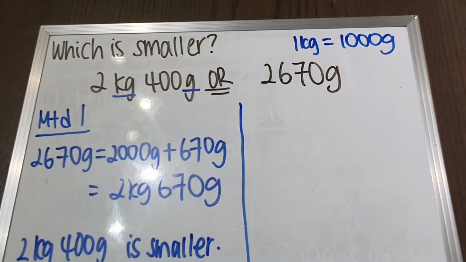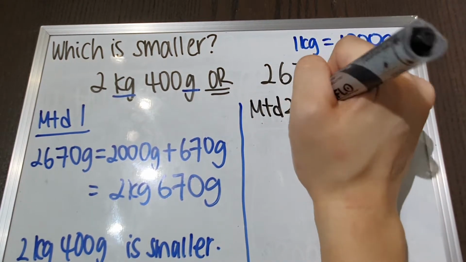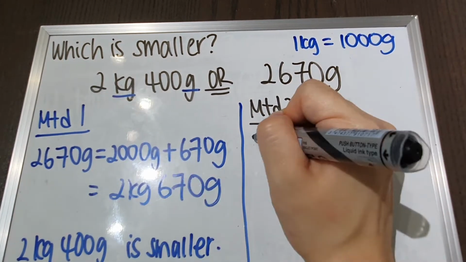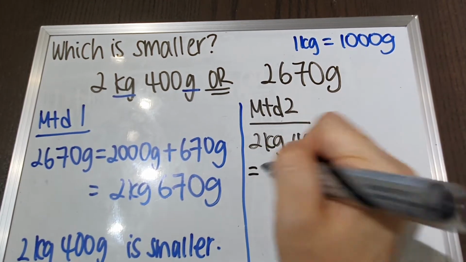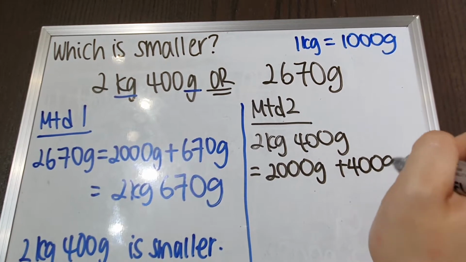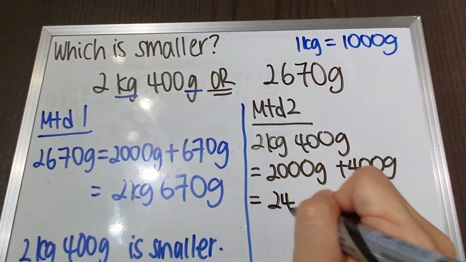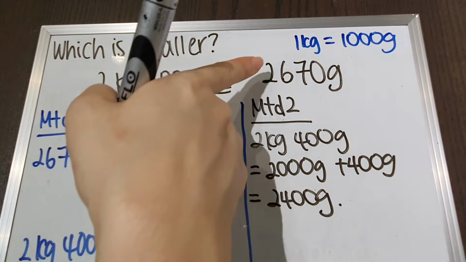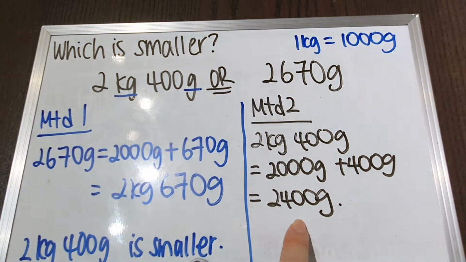However, if you are more comfortable with method 2, you can also go ahead with method 2, whereby you just want to convert your kilograms and grams to grams only. So we know that 2 kg 400 grams is the same as 2,000 grams plus 400 grams, because 2 kg is 2,000 grams, which gives you 2,400 grams. So you look at 2,400 grams and 2,670 grams, you should be able to tell me that 2,400 grams is smaller.